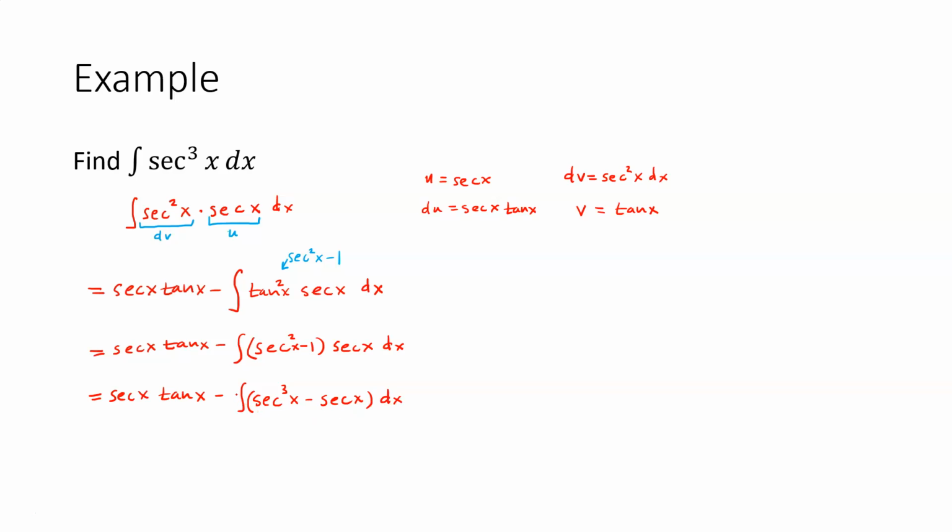Now I'm going to distribute the integral to each term, so that way we can look at them separately here. So we'll have minus the integral of secant cubed, and then also minus negative secant x, so plus the integral of secant x. And if you recall, we had a formula for the antiderivative of secant x. This was ln absolute value of secant x plus tangent x.